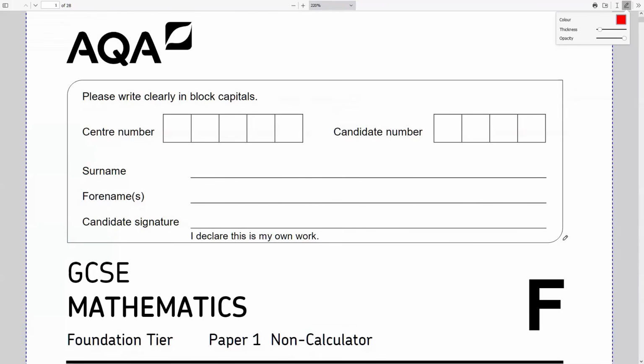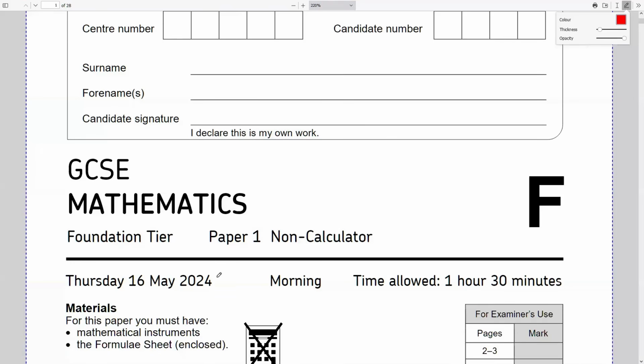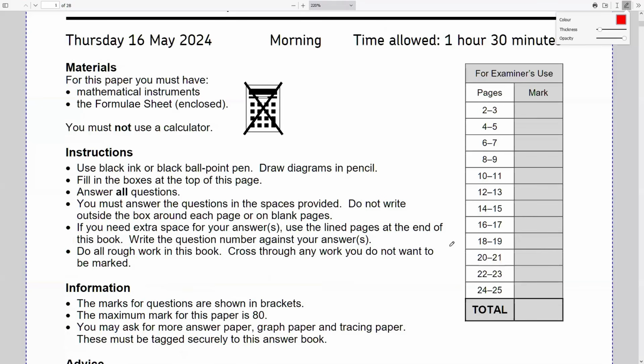Today we've got this AQA foundation paper, paper 1, and it's a non-calculator. Thursday the 16th of May 2024, and we're allowed 1 hour 30 minutes. No calculator. Okay, off we go.